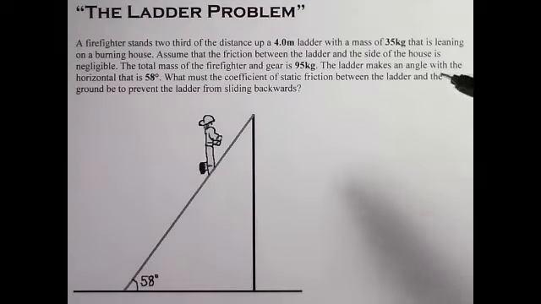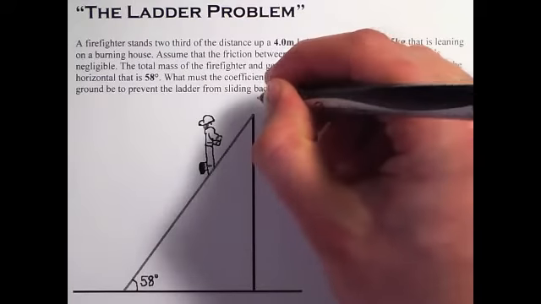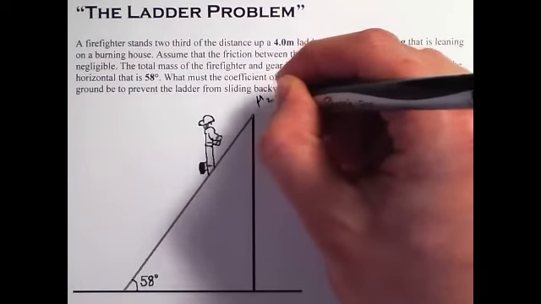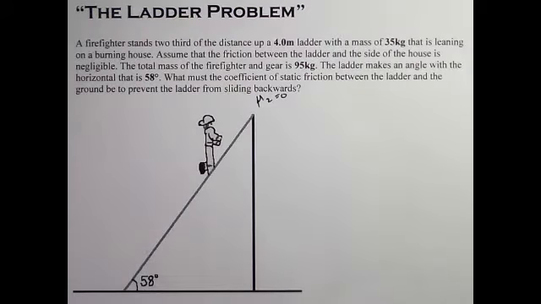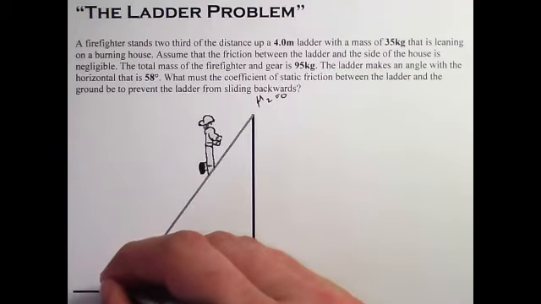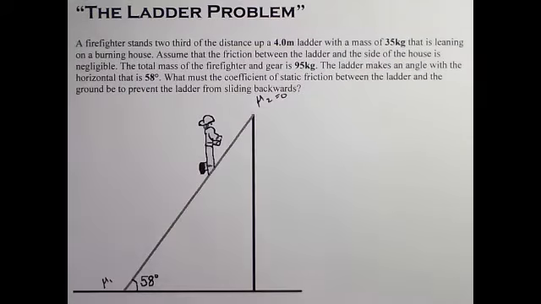First of all, reading the problem, it says a firefighter stands 2/3 of the distance up a 4-meter long ladder with a mass of 35 kilograms that is leaning up on a burning house. Assume that the friction between the ladder and the side of the house is negligible. Just describe that as mu2 equals 0. And we'll talk about mu1 down here.